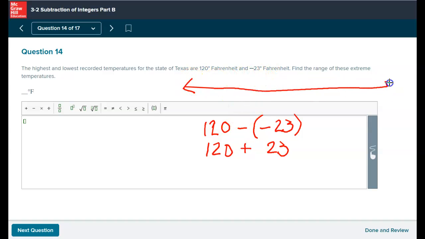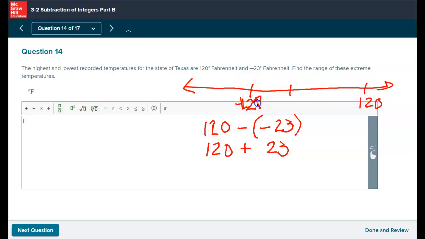number line thing. You know, 120 would be way out here. And negative 23 would be over here. Well, this is the last time I used this one.